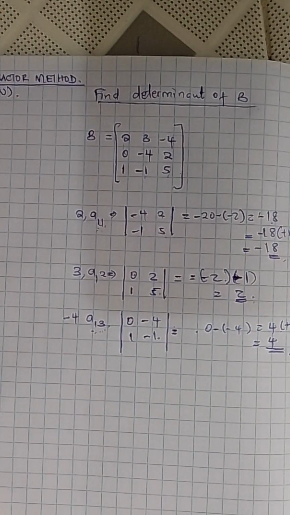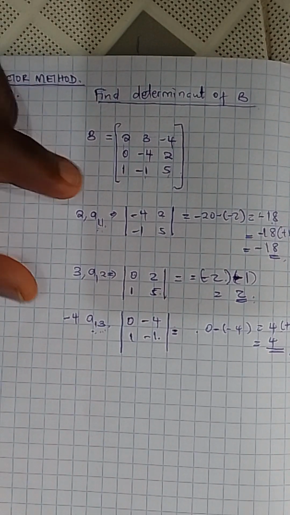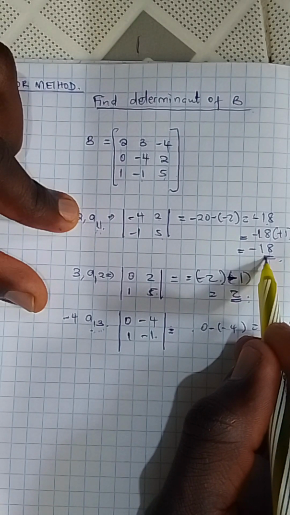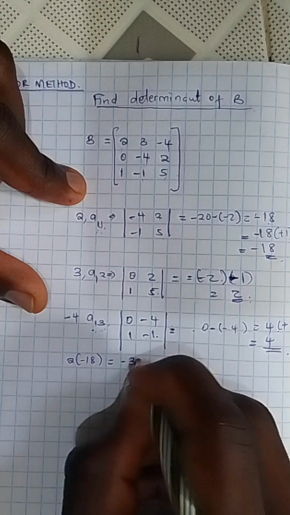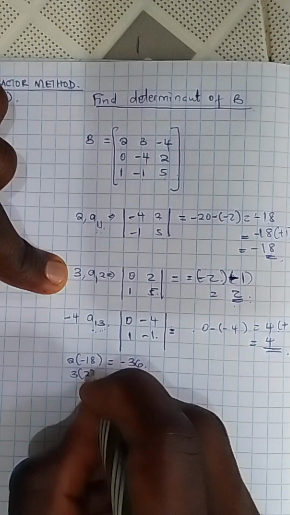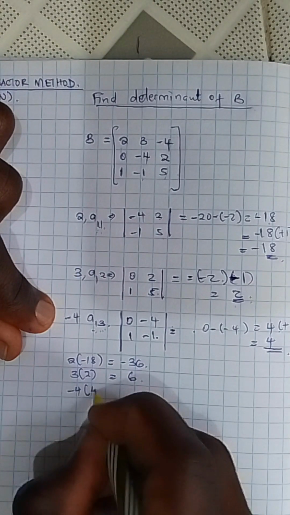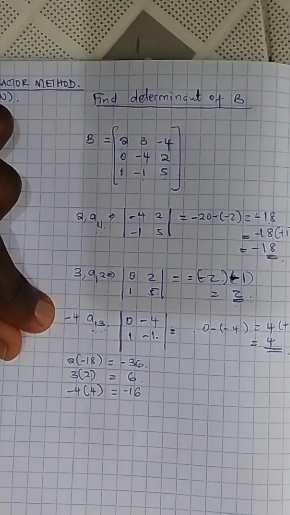So, we've gotten the cofactors here, but what was our focus? To get the determinant of this particular matrix B. To get the determinant, we multiply the cofactors by their respective elements. So, the first cofactor was negative 18, and its element is 2. So we multiply 2 by negative 18, so that we have negative 36. The second element was 3 and its cofactor is 2. We multiply 3 times 2, we have 6. Then the third was negative 4 and its cofactor is 4. If we multiply, we have negative 16.